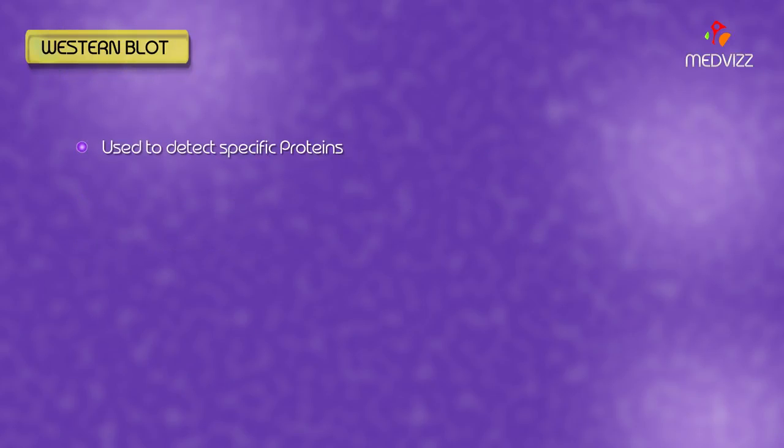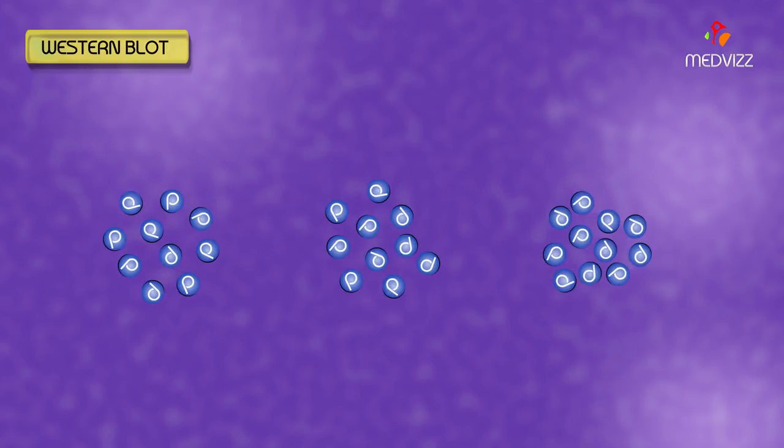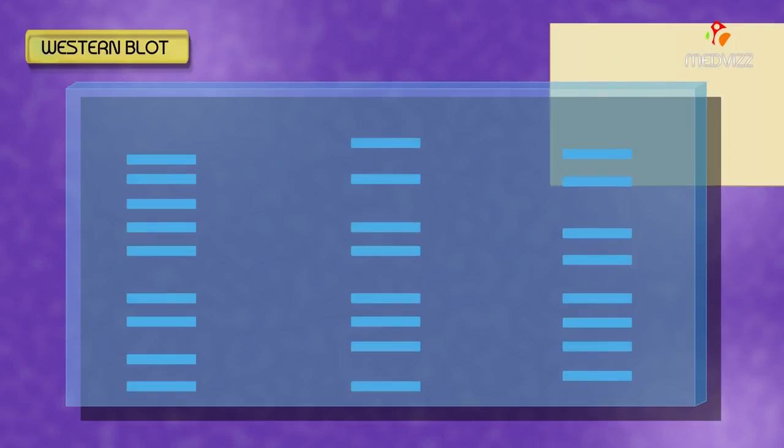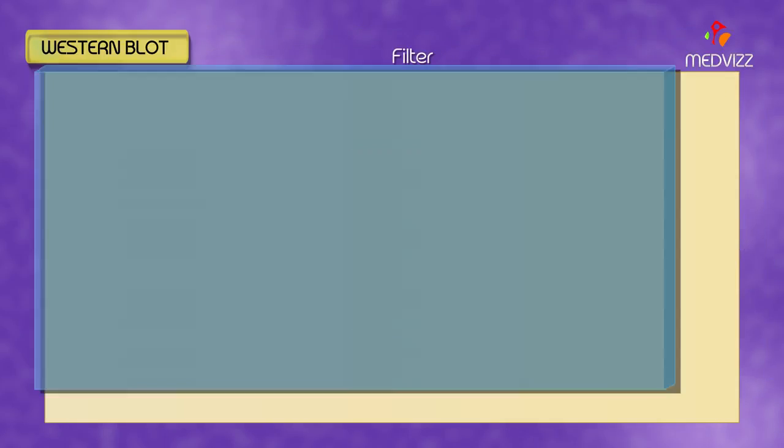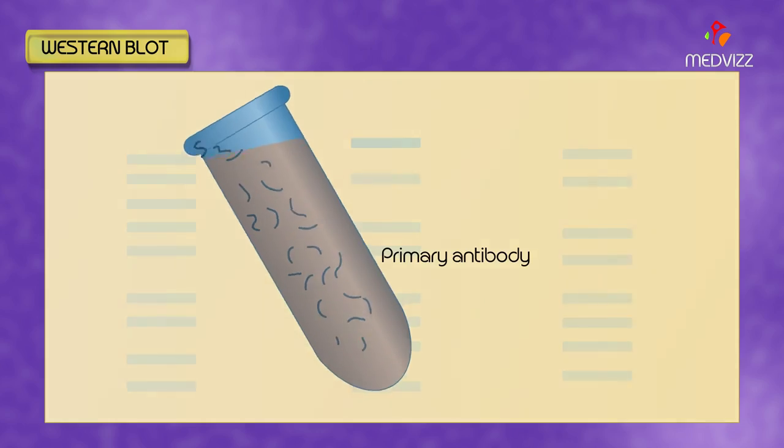Western blot. It is used to detect specific proteins. It is similar to other types of blot, but protein-specific antibodies are used for detection. After the proteins are electrophoretically separated and transferred to a filter, a primary antibody is applied.